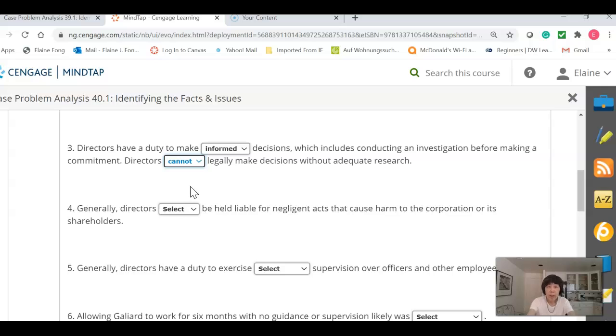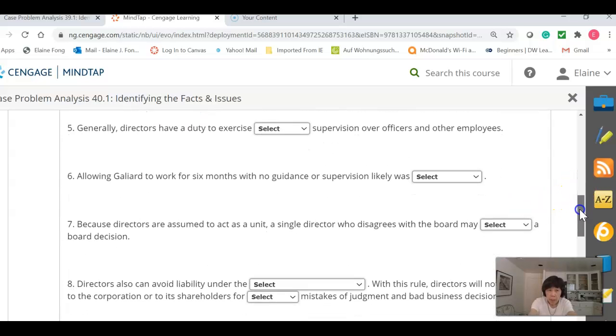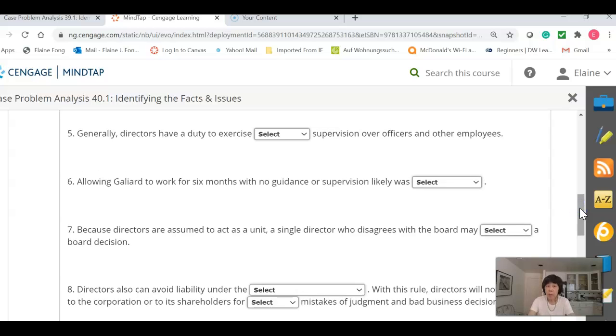Number 4. Generally, directors can or cannot be held liable for negligent acts that cause harm to the corporation or its shareholders. The general principle is that directors can be held liable for their negligent acts within certain circumstances. Number 5, generally, directors have a duty to exercise reasonable, detailed, or occasional supervision over officers and other employees. Directors have a duty to exercise reasonable supervision over officers and other employees.